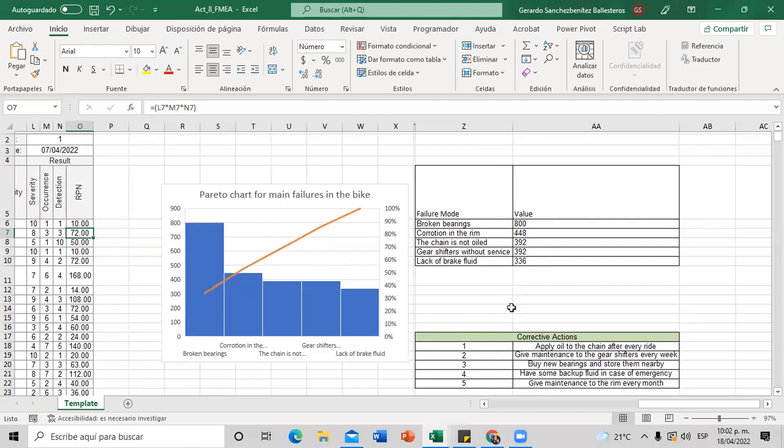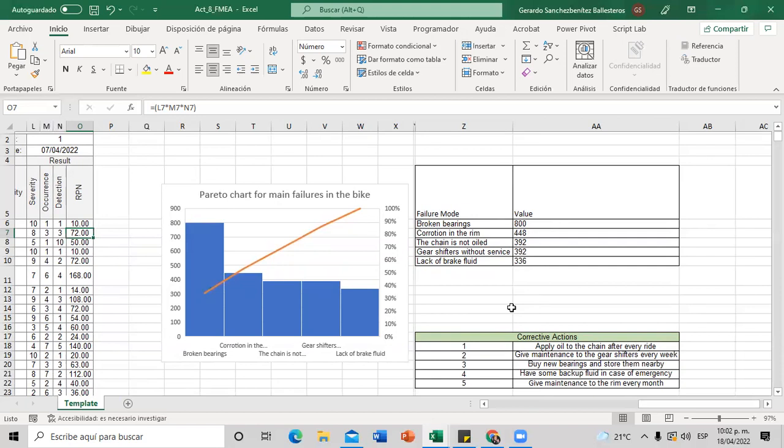The third one is to buy new bearings and store them nearby. And the fourth one is to have some backup fluid in case of emergency. And the fifth one is to give maintenance to the rim every month. And we suggest doing these actions frequently so that the ride is smooth and safer.